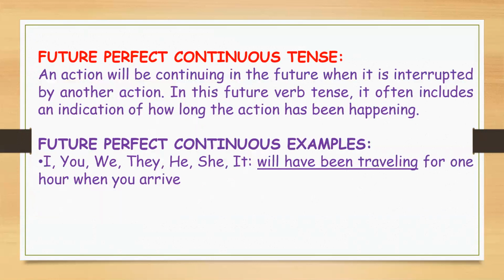This is also not very common. Future perfect continuous tense is also not very common. In this future verb tense, it often includes an indication of how long the action has been happening. She will have been traveling for 1 hour when you arrive. Both the things have not happened. So you have to use will have been plus ing for this future perfect continuous tense. The formula will be will have been. She will have been plus ing will be the formula for future perfect continuous tense.